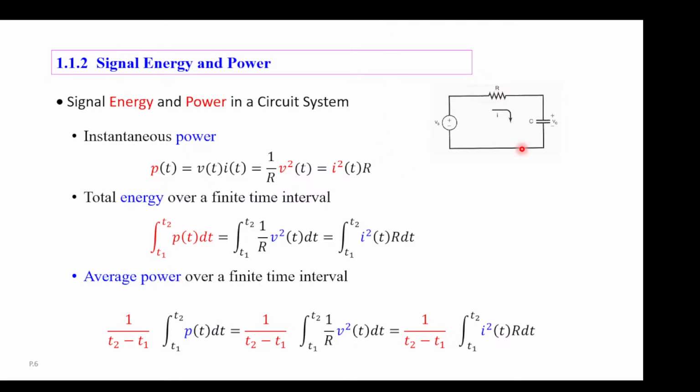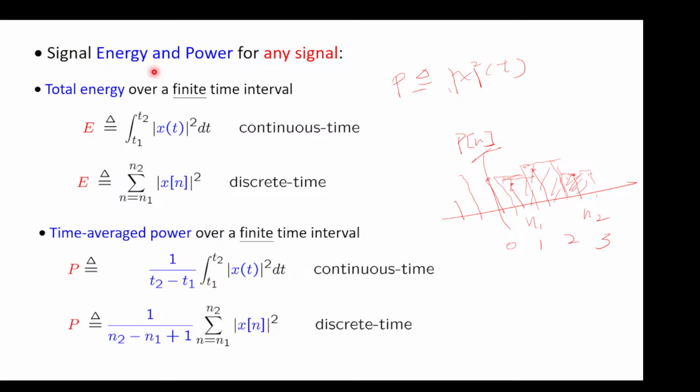And anyway, from the circuit system example, we see that a circuit system will have energy and power. The power of a circuit system is proportional to voltage squared or current squared. So current and voltage can be seen as signals in this circuit system. We try to abstract this intuition and define energy and power for an arbitrary signal. For an arbitrary signal, we define the power as the absolute value of the signal squared.